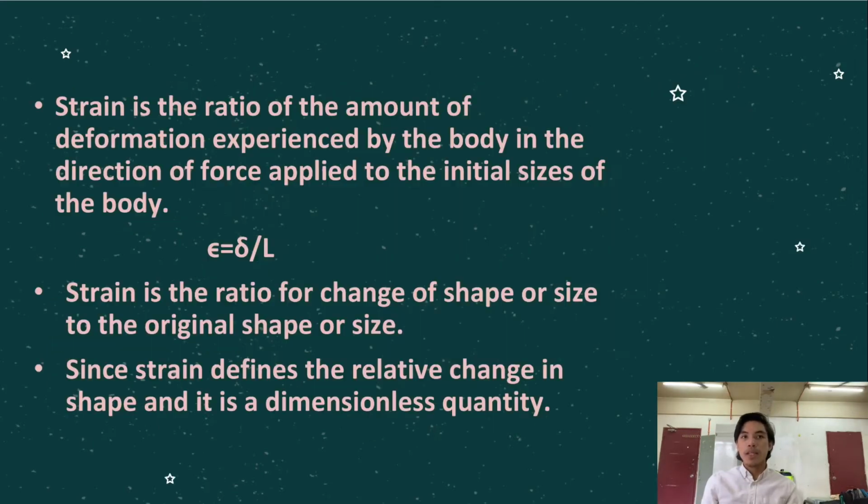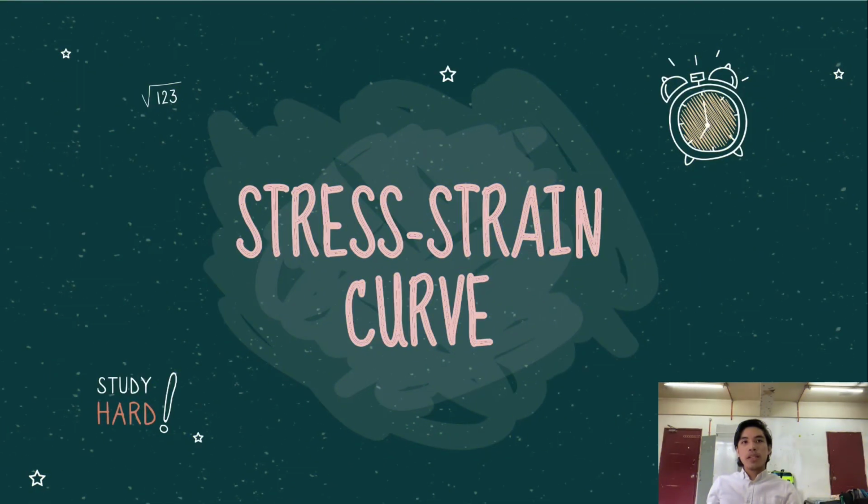And what is strain? Strain is the ratio of the amount of deformation experienced by the body in the direction of force applied to the initial size of the body. The formula of strain is strain equals elongation over length. Strain is the ratio of the change of shape or size to the original shape or size. It is expressed as a number as it doesn't have any dimension. Next, we go to the stress-strain curve.